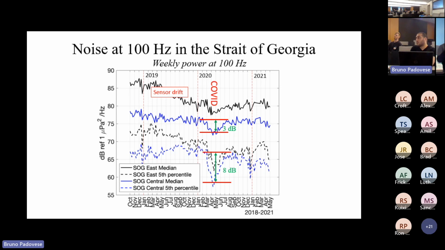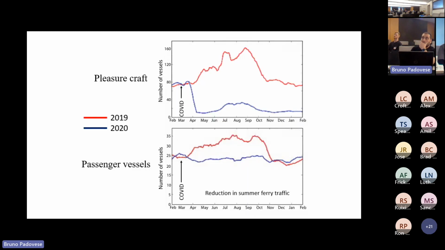And so this relates back to this idea of trying to come up with predictive models. Here's a really extreme data point to test our models with. We're working on that now. We're trying to build a noise model for the Salish Sea. But the interesting thing is you can use AIS data to understand why that drop happened.